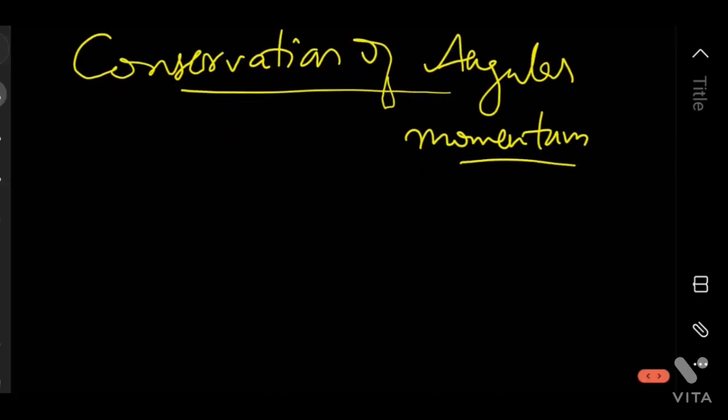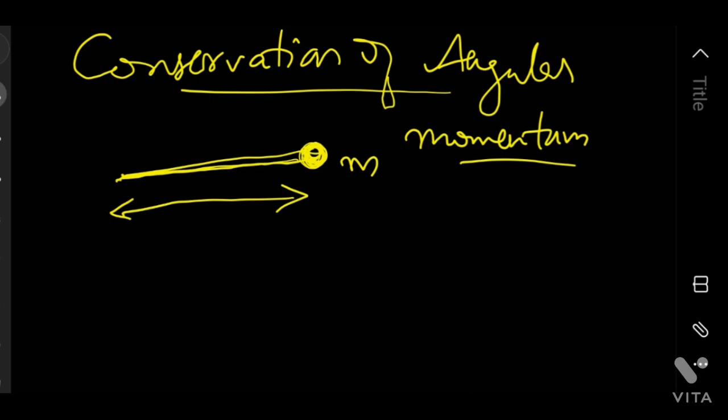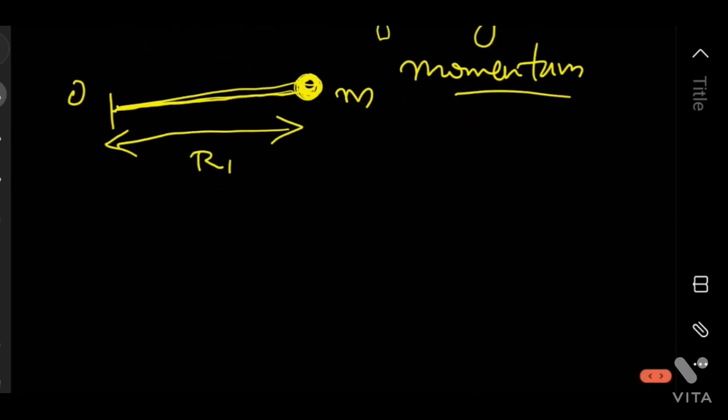So conservation of angular momentum says that when two conditions like this: this is a string and this is an object of mass m, the distance of separation from the point of rotation O is equal to r1. And it was rotating with velocity omega 1.